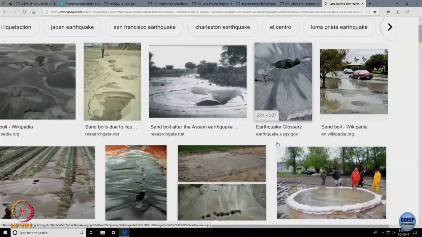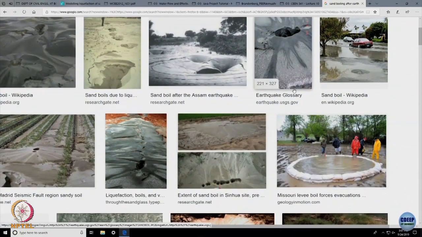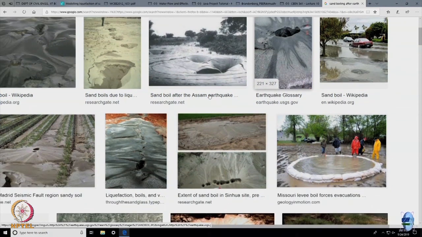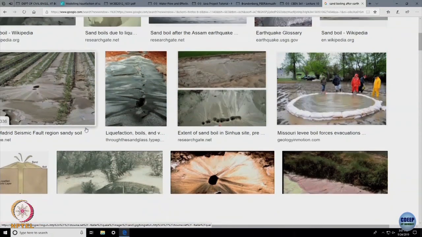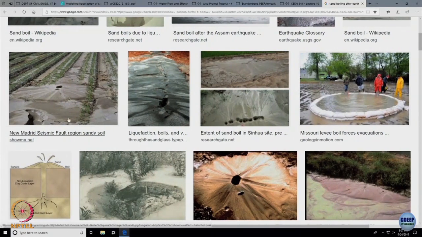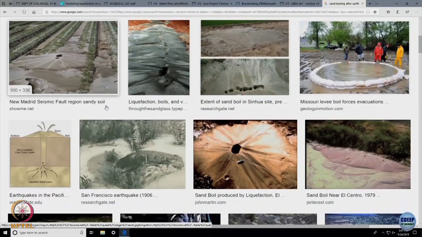I hope you can see that this is what is going to happen. These are beautiful sand boils which you can see on the beaches, and that is why the warnings are given. Don't go to the beaches when it rains. The whole thing has liquefied, you know. This is a beautiful example of what seepage does to the sandy soils. You are seeing a boil and the entire soil has got lifted up and it is flowing like a fluid. This is what is known as liquefaction.